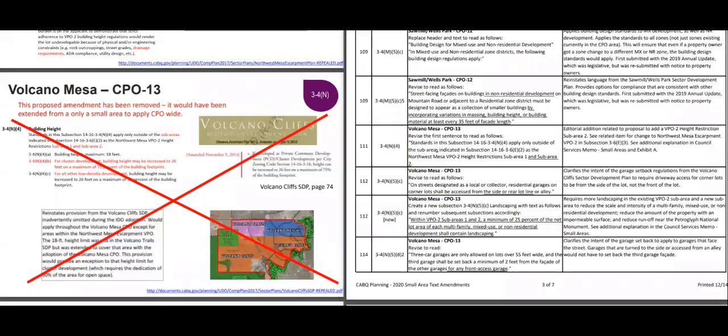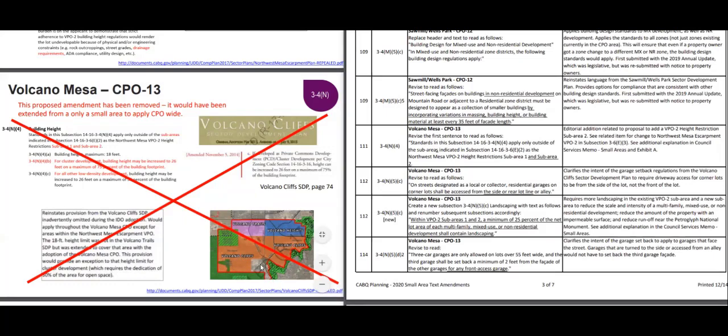So the next set of changes apply to the Volcano Mesa CPO 13. The first one I'm showing here in this presentation because there originally was a proposal to extend an allowance that used to apply to a small portion right here of Volcano Cliffs. These are large lots, and right now they're zoned RA, which is residential agriculture. What this proposal would have done was expand this rule about cluster development to apply to the whole CPO.